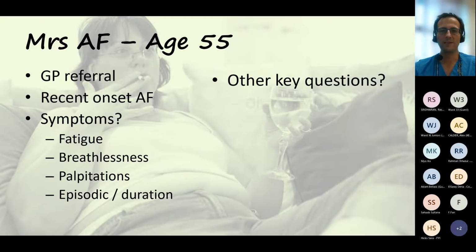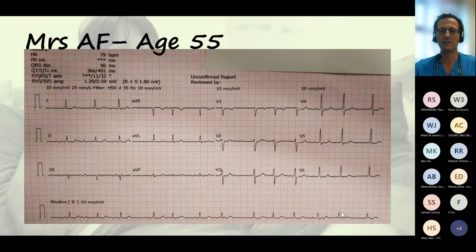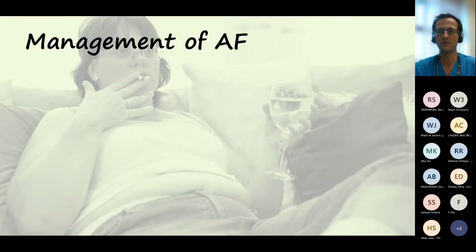So obesity is another massive factor in atrial fibrillation occurring and in successfully getting somebody out of atrial fibrillation. We've mentioned alcohol. And you also want to ask about things which would put her at risk of bleeding and stroke. Those are the big ones. You want to do an ECG, and this, for example, might be an ECG which shows rate-controlled atrial fibrillation. Some patients need lots of treatment to achieve rate control. This patient isn't requiring any. That's maybe slightly surprising at 55.